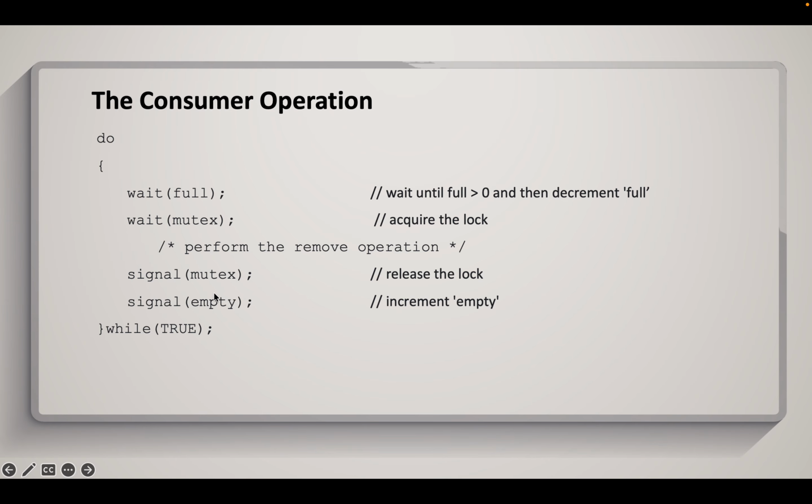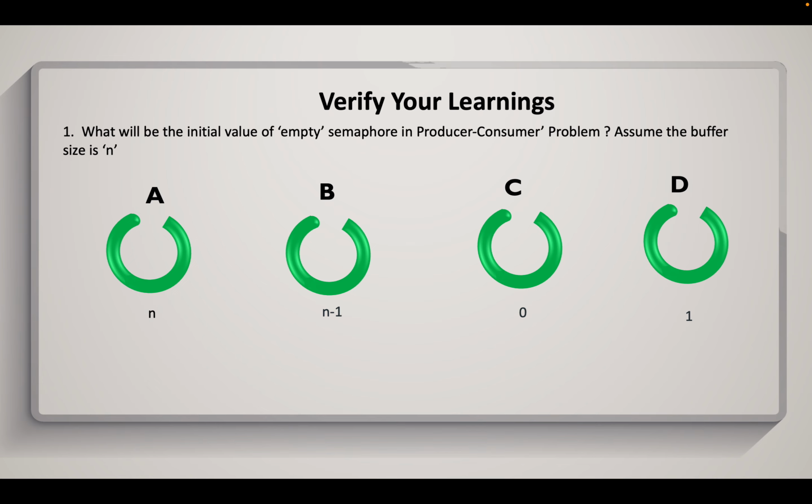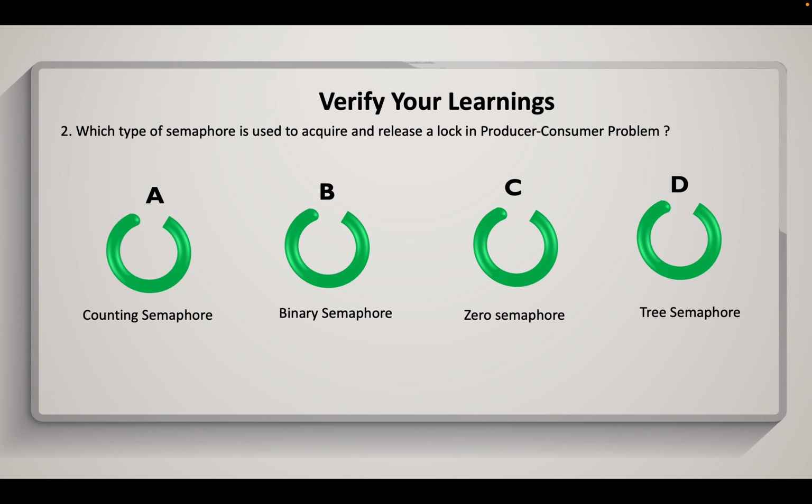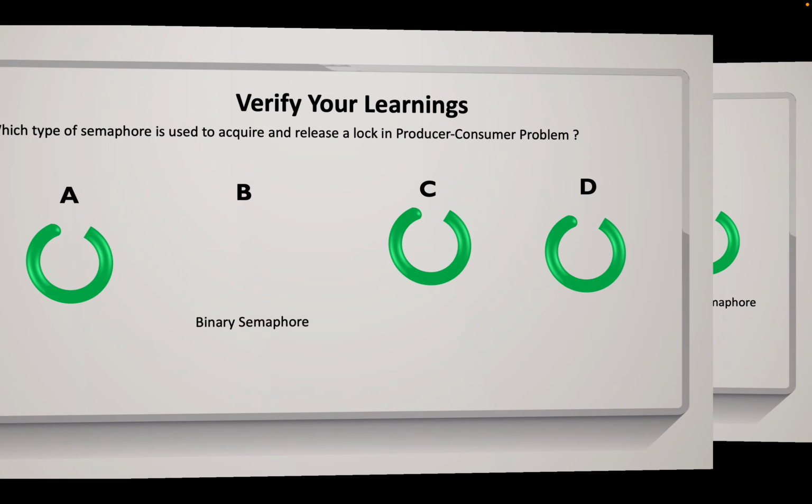Okay. What will be the initial value of empty? The n. N is the initial value of empty. Which type of semaphore is used to acquire a lock in producer consumer: counting, binary semaphore, or 0, or tree semaphore are meaningless? So the answer is binary semaphore.